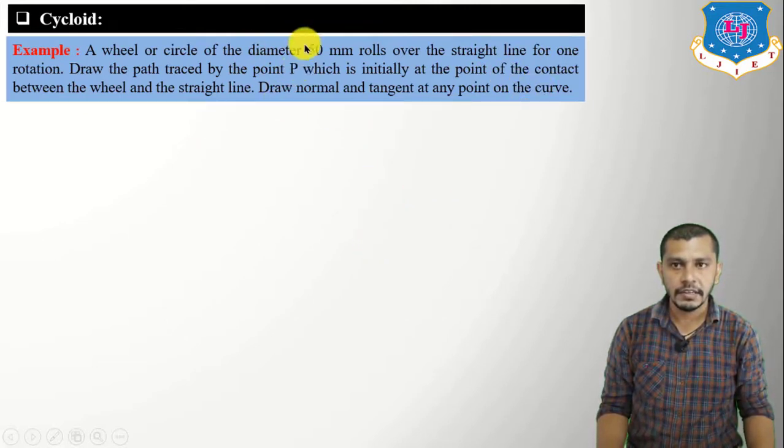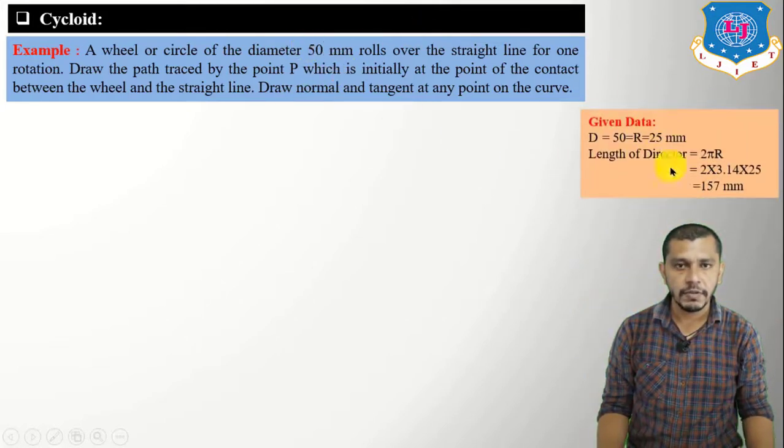The given data is: diameter of the circle is 50 mm, so the radius will be equal to 25 mm, and the circle is rolling for one rotation. That means the length of the straight line path, or the distance covered by the circle on the straight line path, will be equal to 2 pi r, which is equal to the circumference of the circle, and it will be equal to 157 mm.